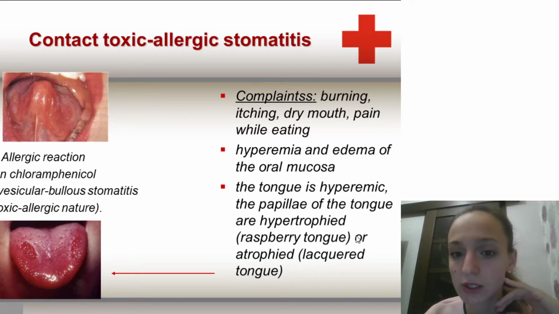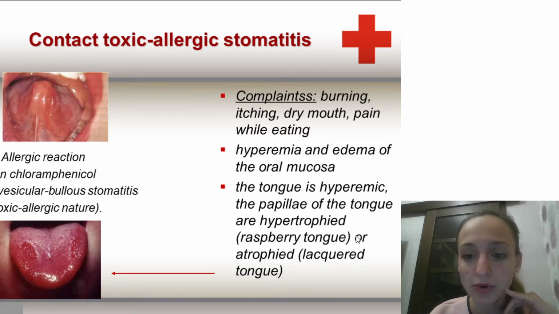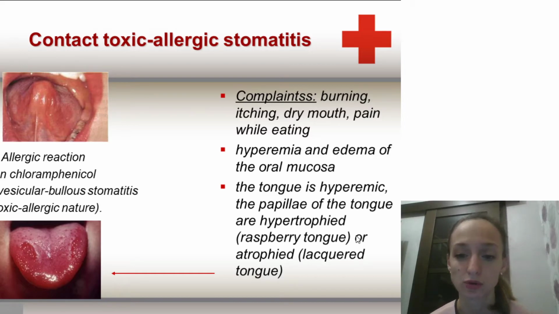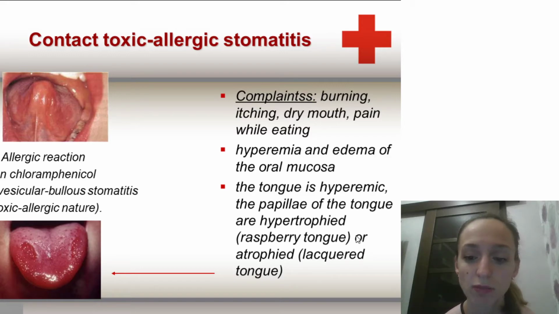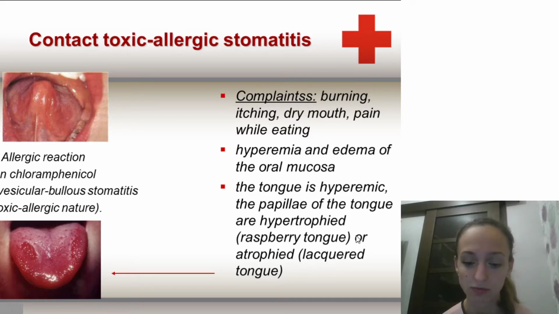Complaints: burning, itching, dry mouth, pain while eating, hyperemia and edema of the oral mucosa. The tongue is hyperemic, the papillae of the tongue are hypertrophied, for example raspberry tongue, or atrophied, for example lacquered tongue. And allergic reaction to chloramphenicol: it is vesicular bullous stomatitis of toxic allergic nature. Look, please, at the case.